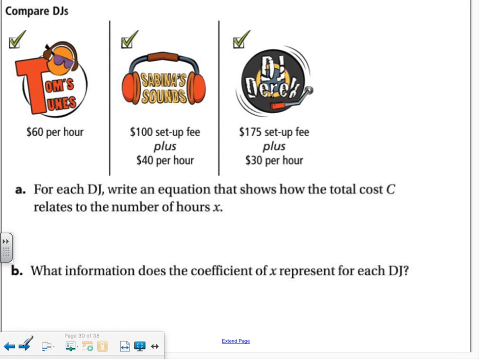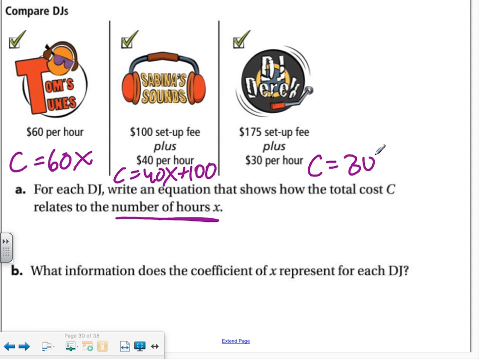Okay, so Tom's just $60 per hour. Well, let's say cost is going to be then 60x, where x is the number of hours. Sabina, well, hers cost, it's going to be 40x, but she also has a $100 setup fee, so plus 100. Finally, for Derek, we're going to have cost equals 30x, but then a $175 setup fee, so that can be plus 175.